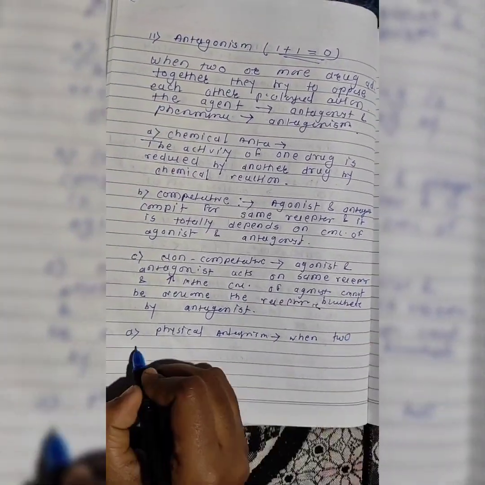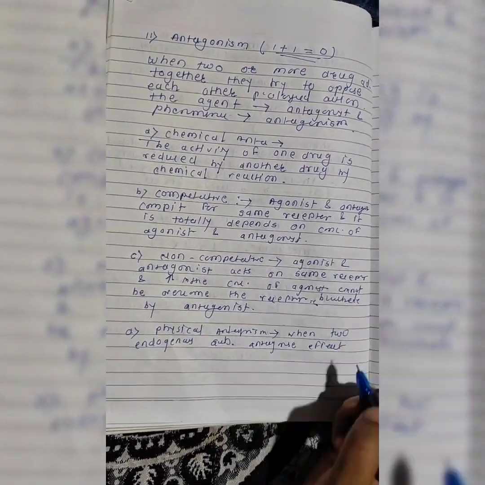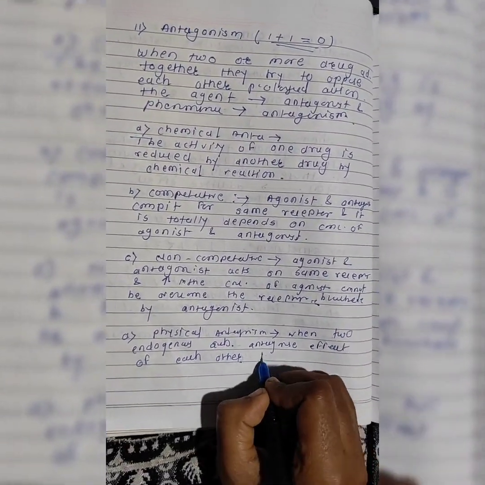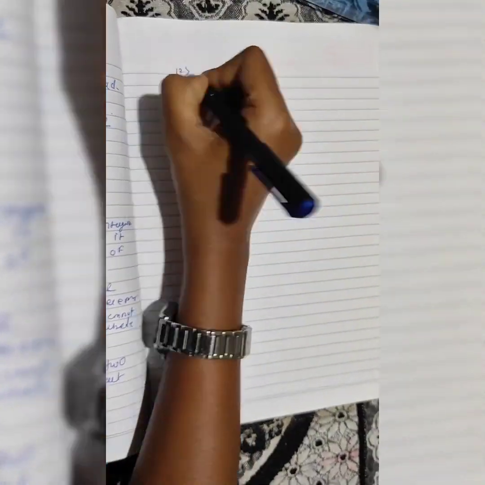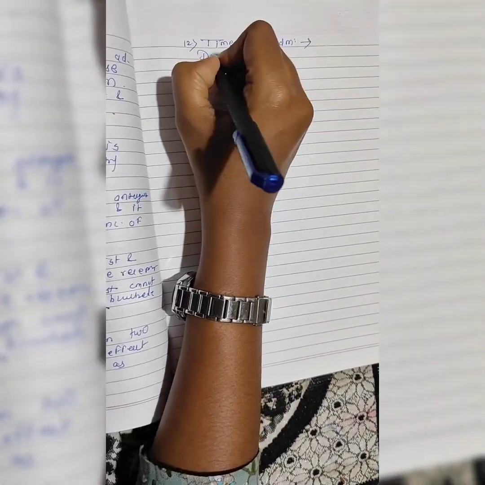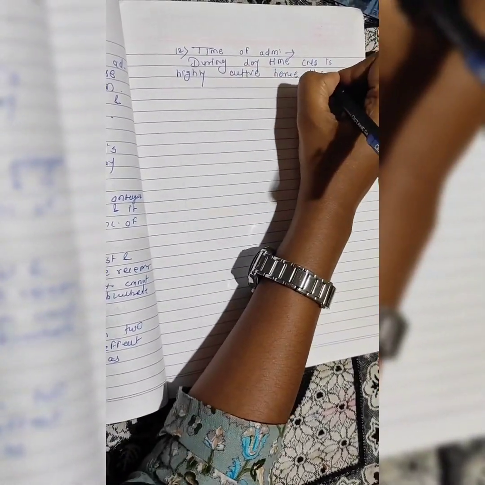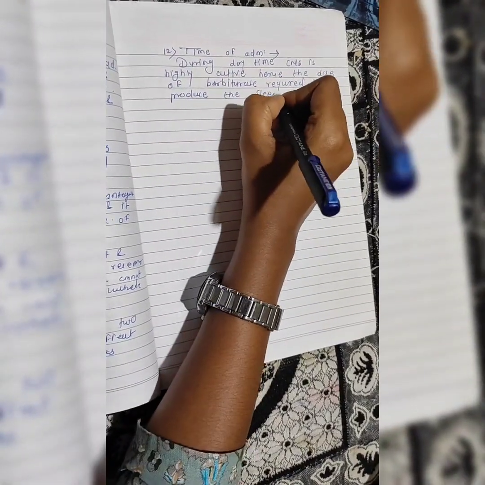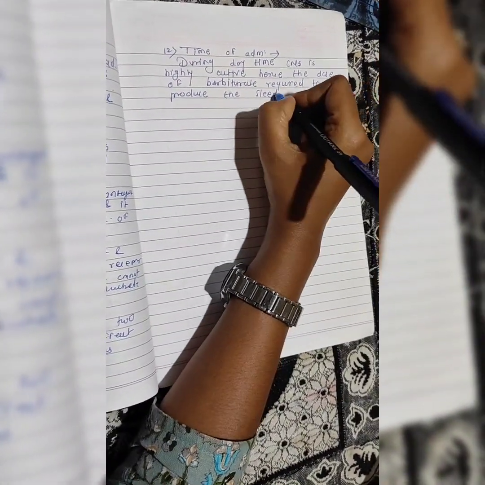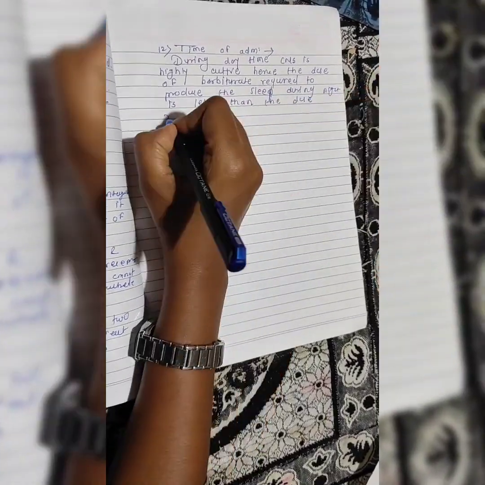Then time of administration. During the daytime, the central nervous system is highly active. Hence, the dose of barbiturate required to produce sleep during the night is less than the dose required during the daytime. Then sex. Drugs like morphine, which cross the placental barrier and depress fetal respiration, are hence contraindicated in pregnancy.